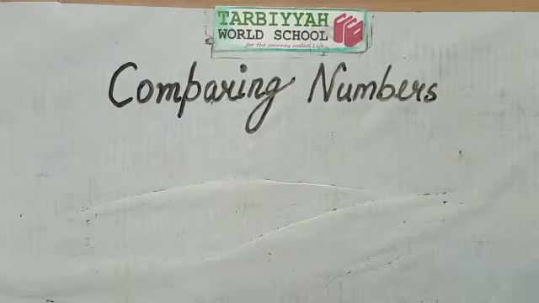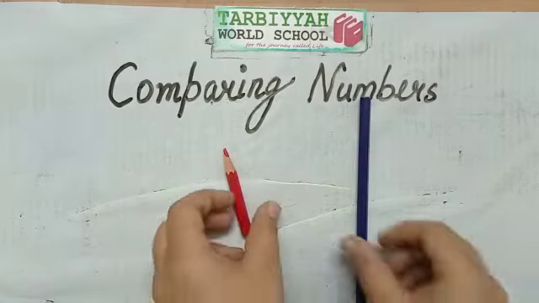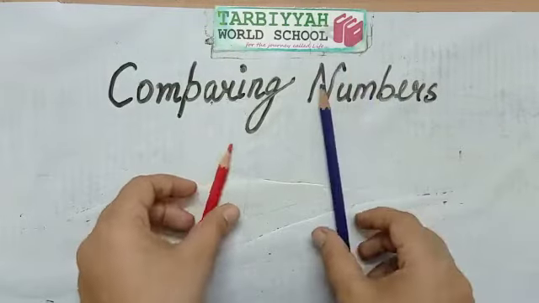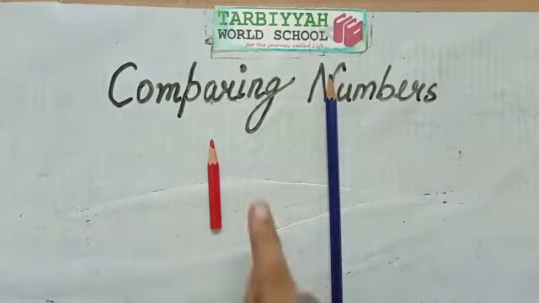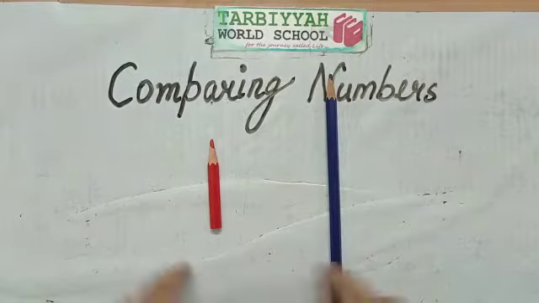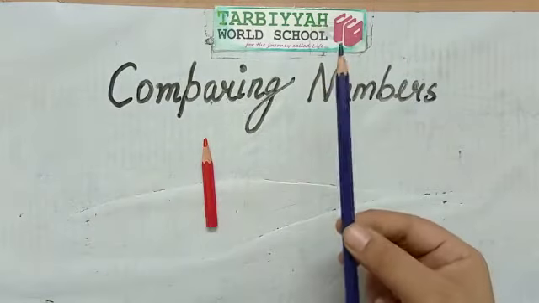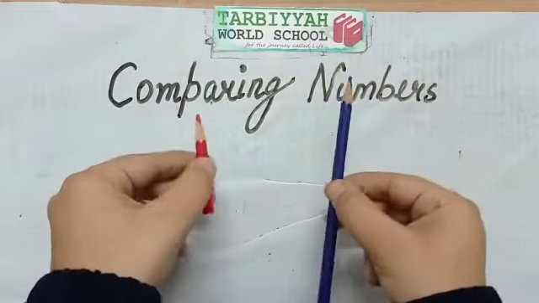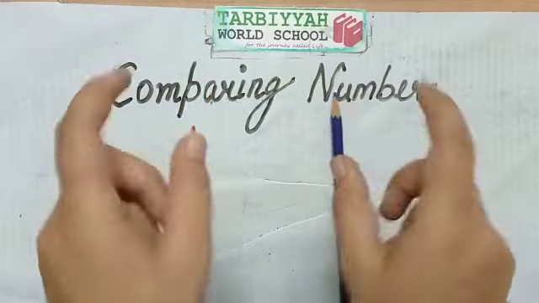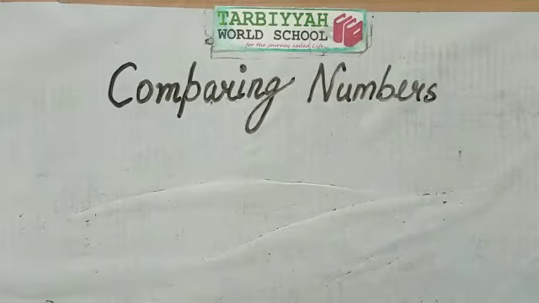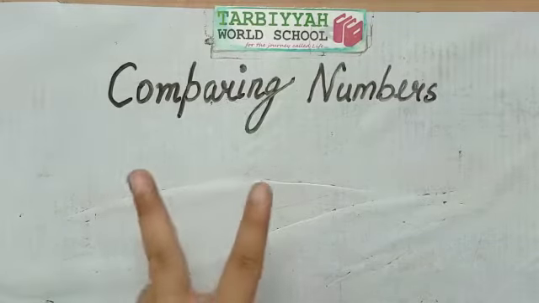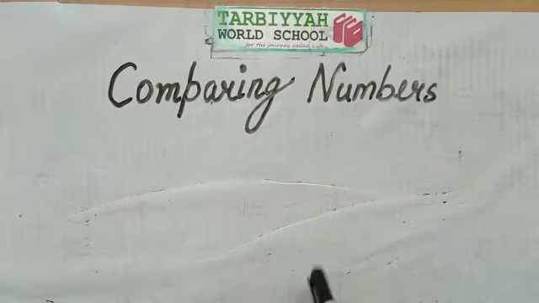See, for example, these two colored pencils. Now we will compare the size of these two pencil colors. Which one is bigger? Obviously this blue one. Like that, if we compare two things, we can compare numbers also. So we can say comparing numbers.